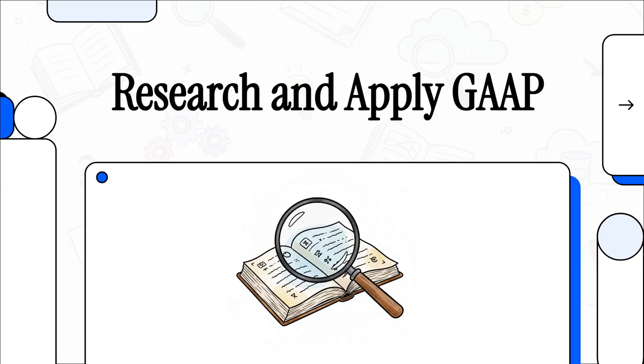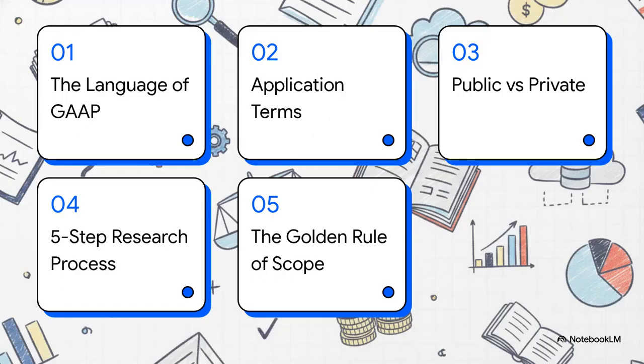I always say that memorizing every accounting rule is literally impossible, but knowing exactly how to research and apply them, well, that is an accountant's ultimate superpower. By the end of this explainer, you're going to have the exact terminology and the specific step-by-step playbook you need to tackle any accounting question with absolute confidence. Let's get into it. Here's our roadmap for this explainer.